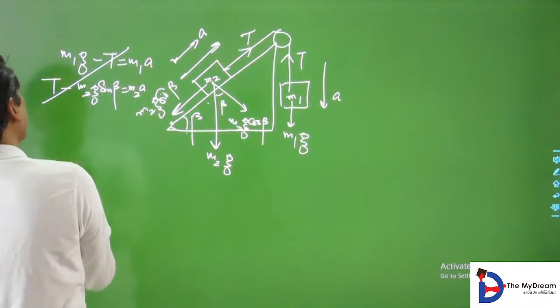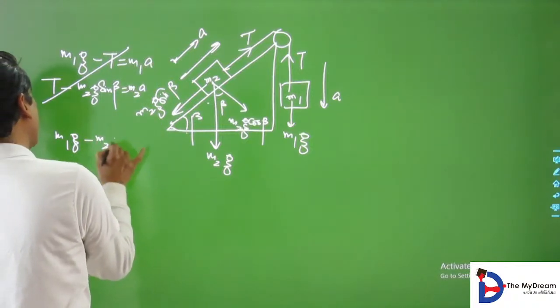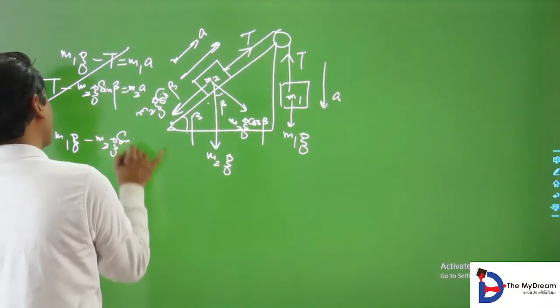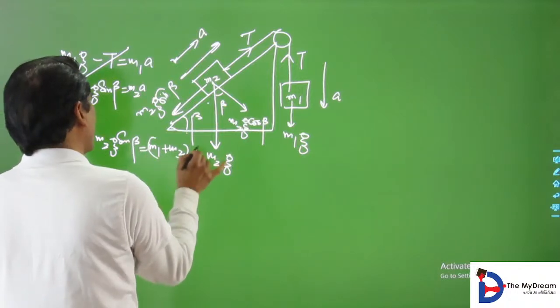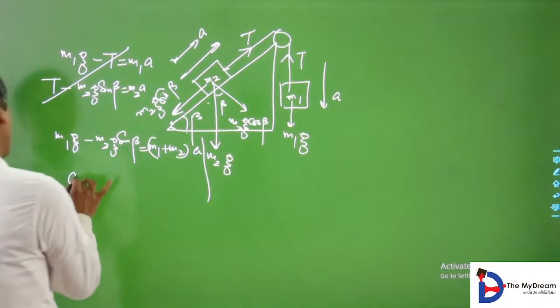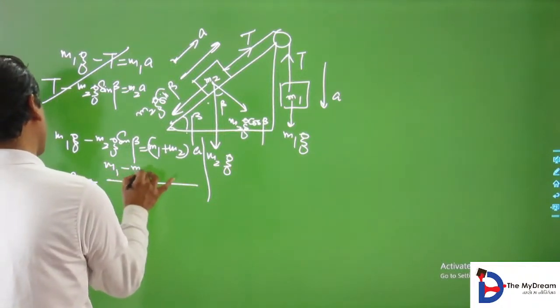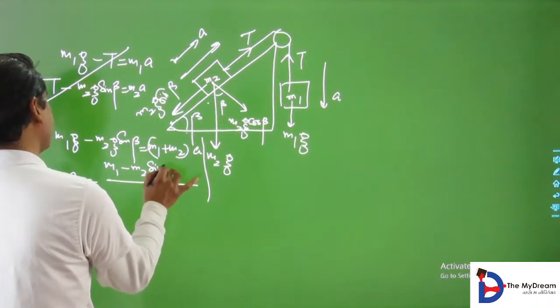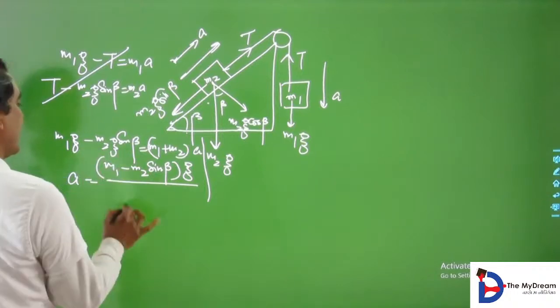On adding you can write down M1G minus M2G sin beta is equal to M1 plus M2 into A. So A is equals to M1 minus M2 sin beta, ब्रैकेट क्लोज, G कॉमन ले लिया, divided by.